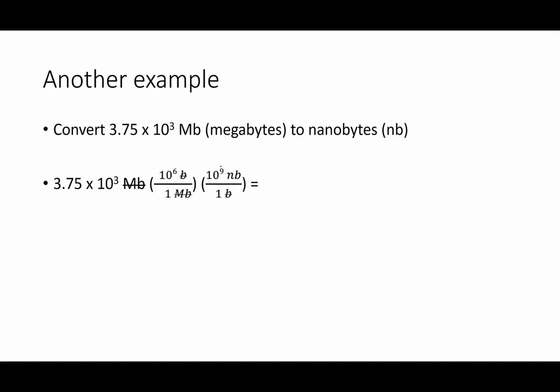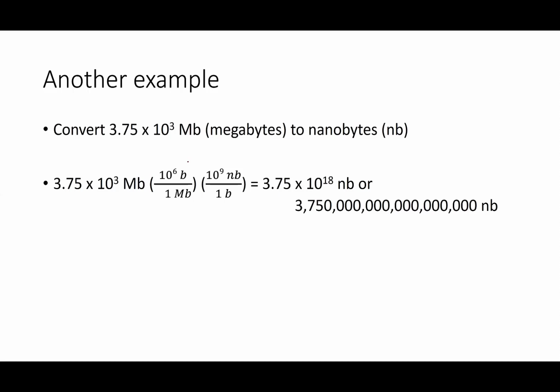So we put in those conversion factors again from our table. Notice this is being done a little bit different, right? Instead of writing out a million, they're just using 10 to the 6, okay? And that's fine. That makes it easier to do. And again, instead of writing out for nanobytes that it's a billion, they just wrote 10 to the 9th, okay?